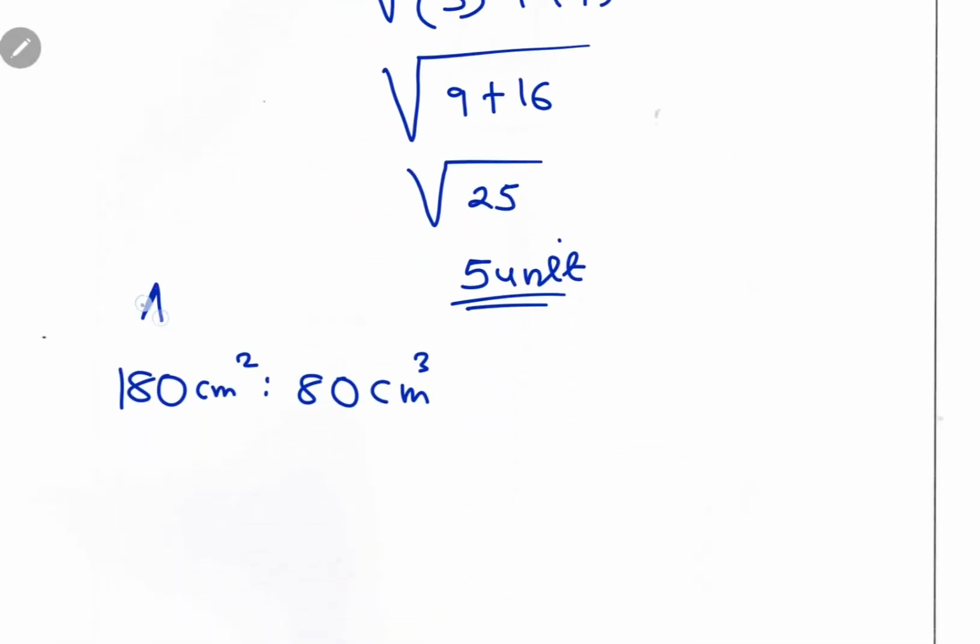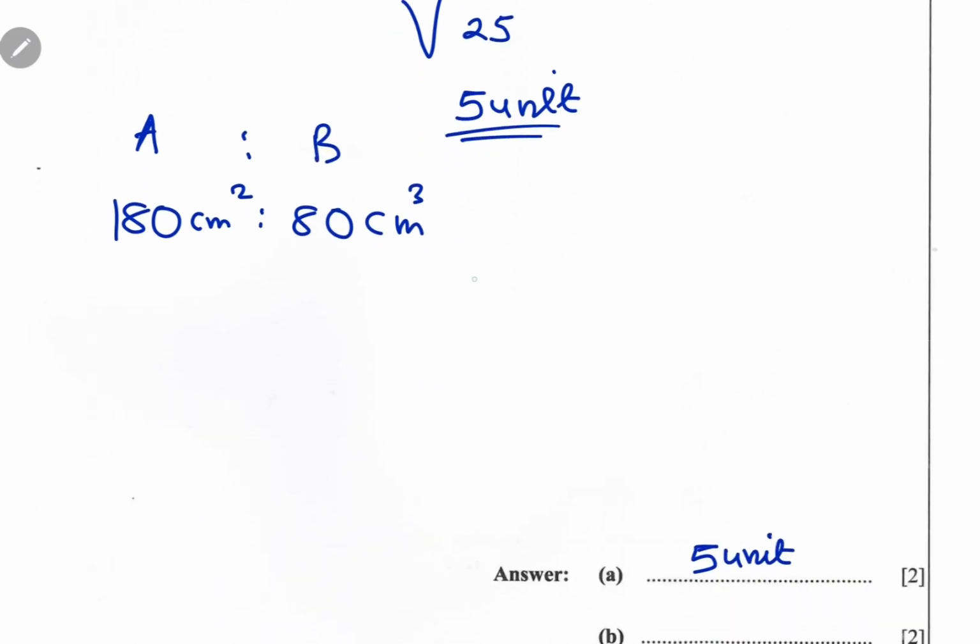So this is the ratio of A to B. We are given this for the area. So what we do, we need to reduce this to the simplest ratio. So this one I can write as 180 to 80. To reduce this, we are going to start by dividing by 20 on both sides.